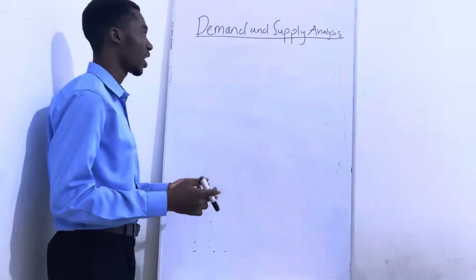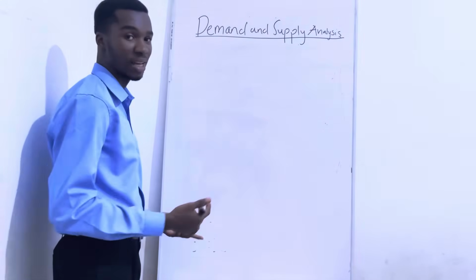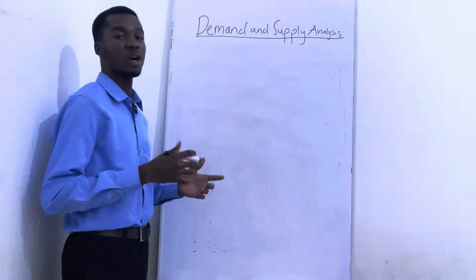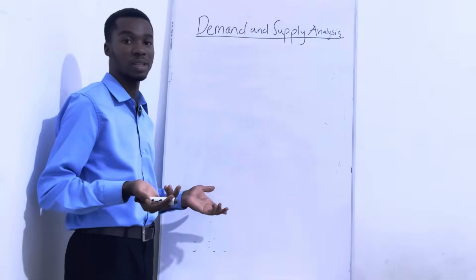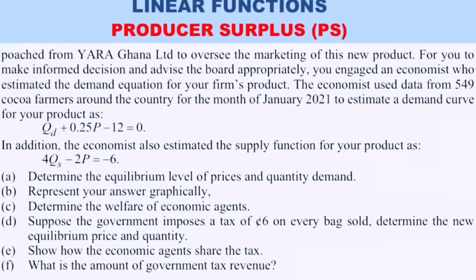So if a question should come under demand and supply analysis, when you check the past questions, they are always like this, something similar to this. So you just need to know how to answer it, that's all. So how do we answer a question like this? Now, almost all the information they're giving you in the question is not really important. But then let's start with A. So A says determine the equilibrium level of prices and quantity demanded.